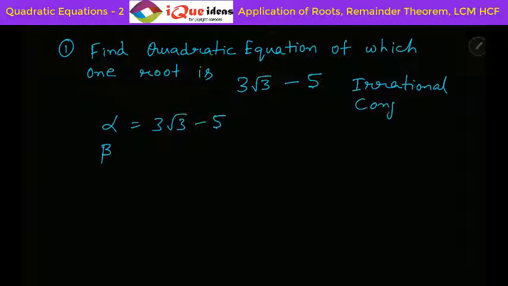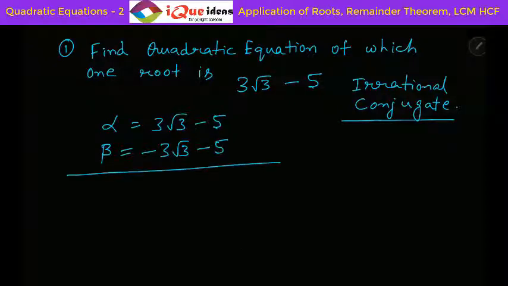So if I have one root as 3 root 3 minus 5, then the other root we can get by changing the sign of the irrational part. So it becomes minus 3 root 3 minus 5. So from here, if you add, you will get the sum of roots, that is alpha plus beta, which will be equal to 3 root 3 and minus 3 root 3 get cancelled. Minus 5 is minus 10. So this is our sum of roots.